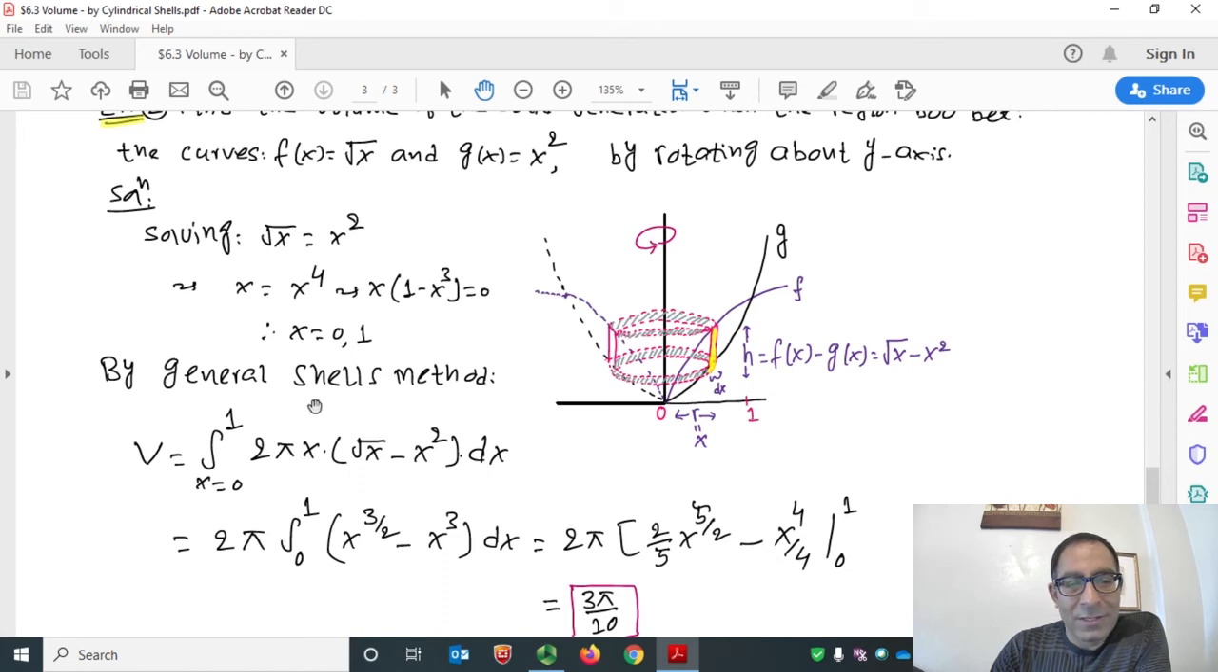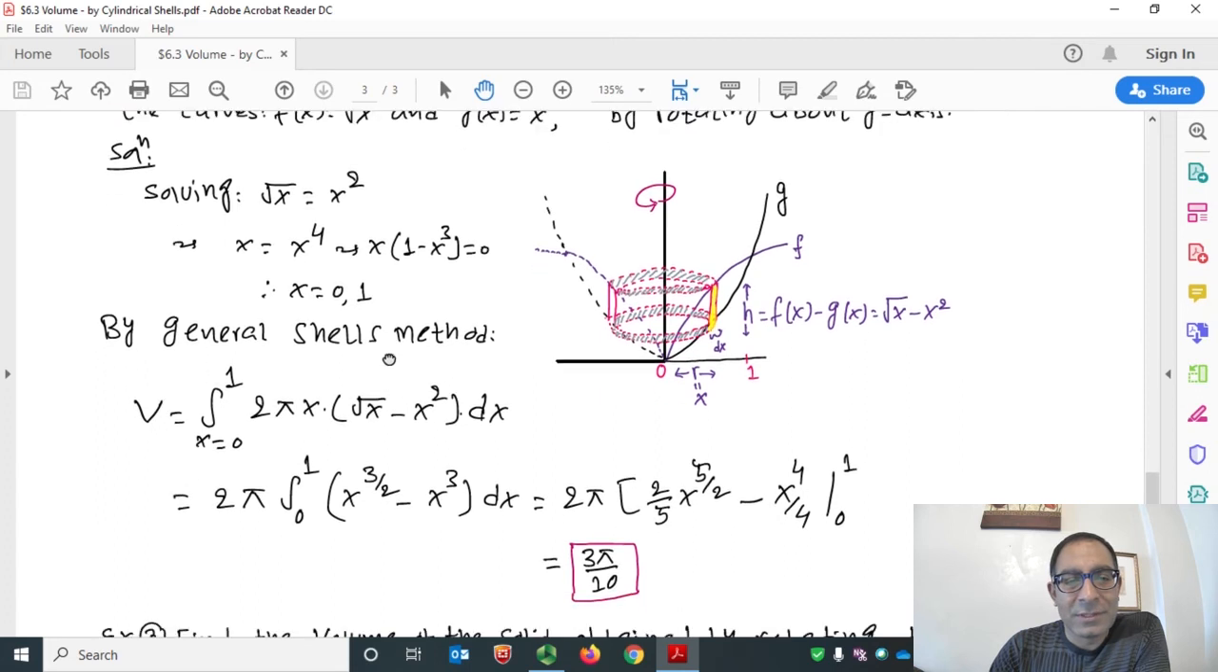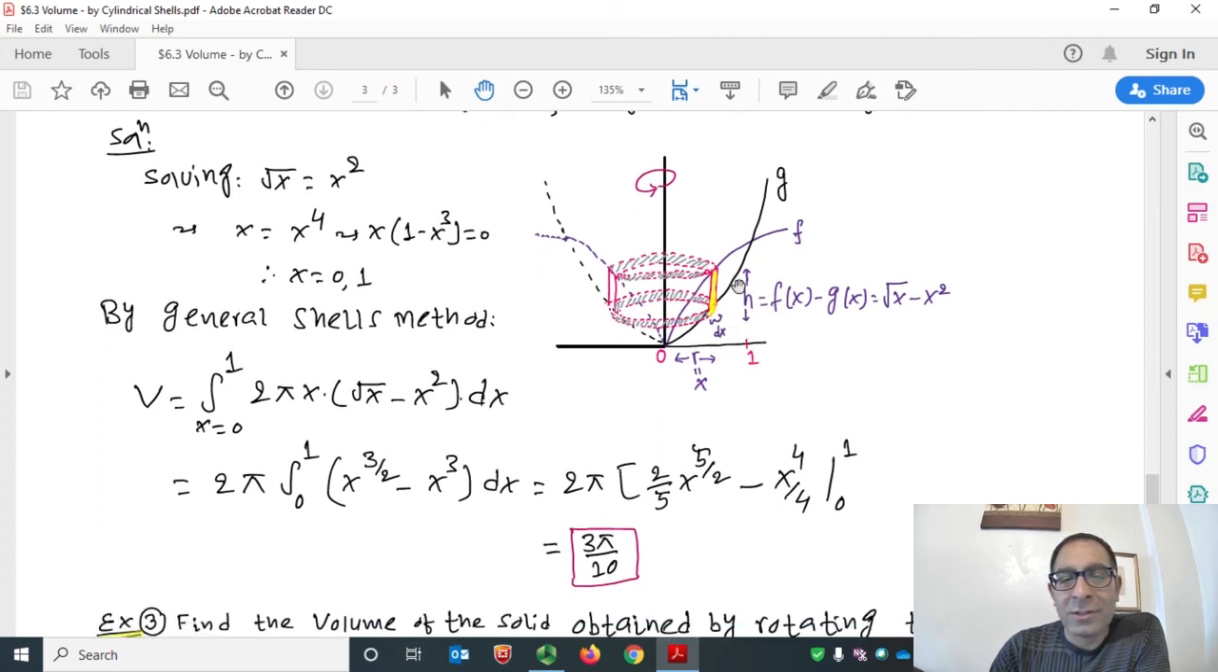And now let's use the general method in the cell method. So that means using our height, the difference of the two functions. So then the formula is V equals the definite integral from x equals 0 to 1 of 2 pi, I need the radius and then I need the height. So 2 pi r is x, this distance, and that's my height, which is radical x minus x squared, which I found here. I hope this setup makes sense to you all.